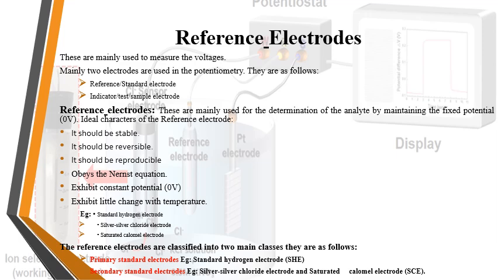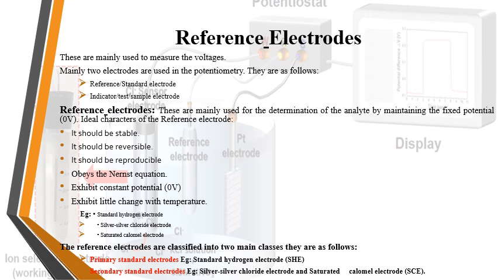The reference electrode is mainly used for the determination of the analyte by maintaining a fixed potential. The ideal characteristics of the reference electrode are that it has to be stable, it should be reversible, it should be reproducible, and it has to obey the Nernst equation. As I said, it has to have a constant potential and also exhibit little change with temperature.